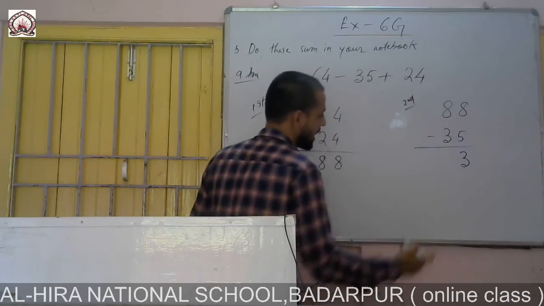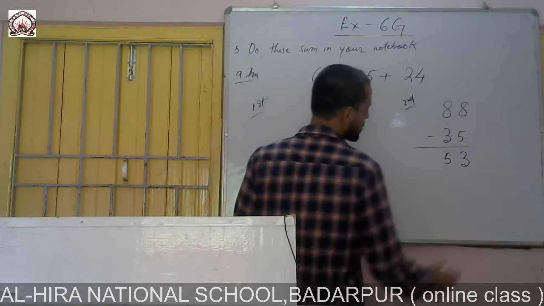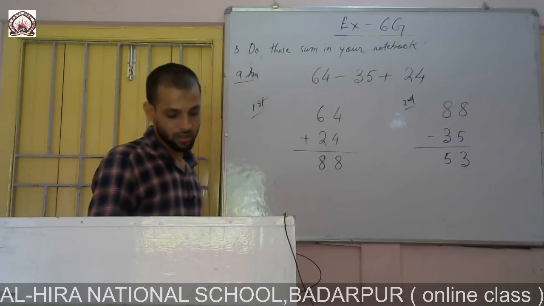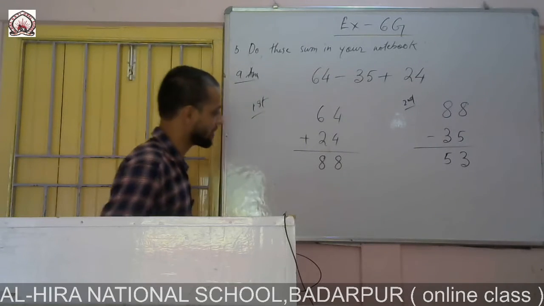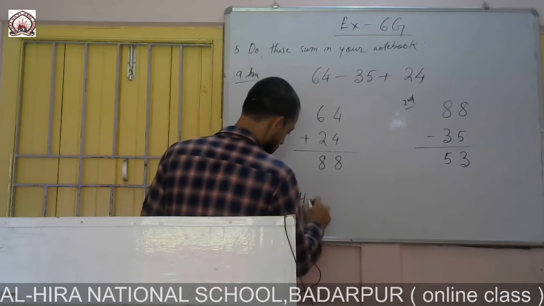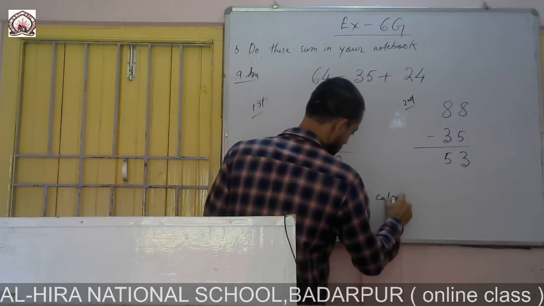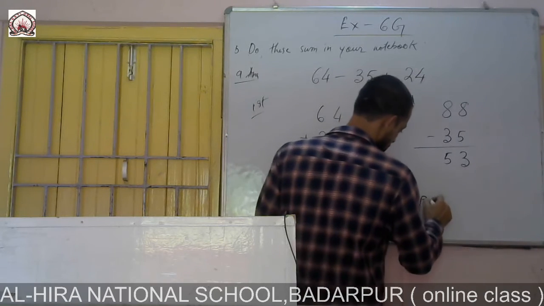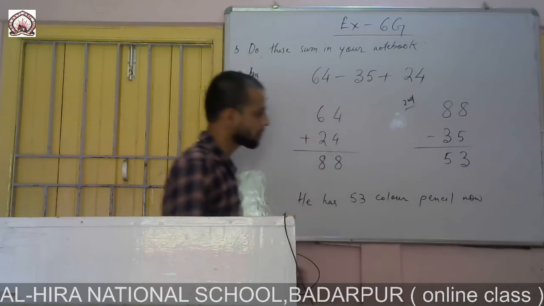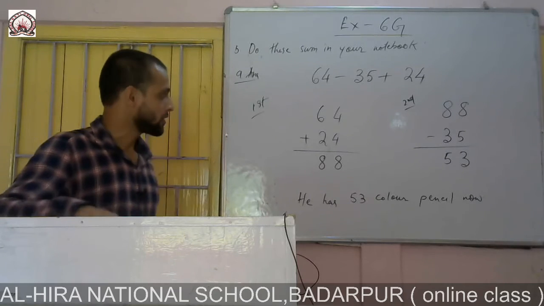3. Here again you see in tens place 8 is there. So 8 minus 3 equals what? 5. So that means 53. That means he has 53 color pencils. Okay. So the answer is what? 53. Okay. So easily you can do it like this.